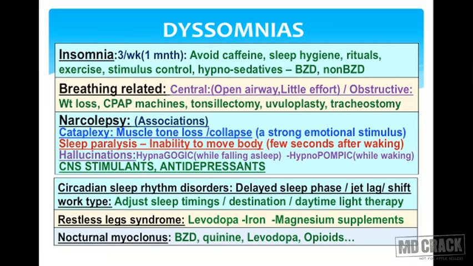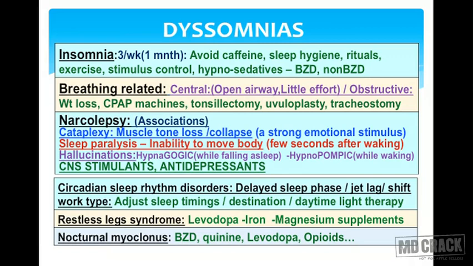Next we go to breathing related sleep disorders. The breathing related sleep disorder may be central or obstructive. In the central breathing related sleep disorder, the airway is open and there is little effort, whereas in the obstructive breathing related sleep disorders, for example, obstructive sleep apnea, there is a definite obstruction in the airway. The management includes weight loss, because this is commonly seen in obese patients, then using CPAP machines, and sometimes tonsillectomy, uvuloplasty and tracheostomy are the final measures to be taken.